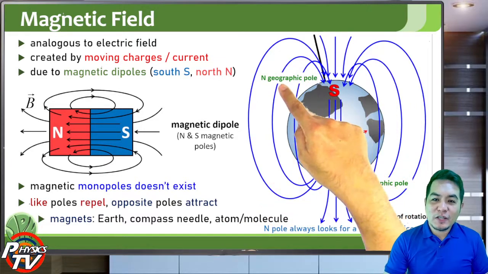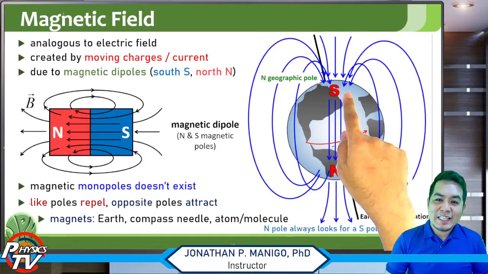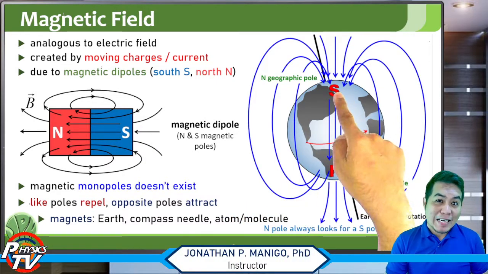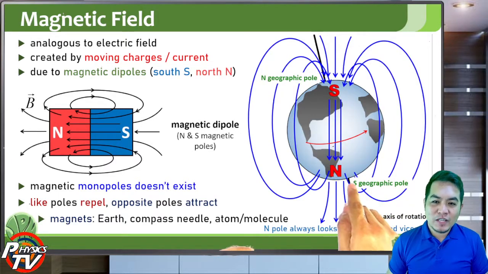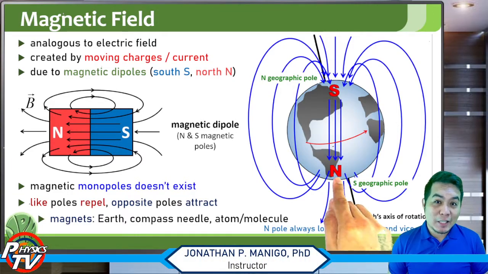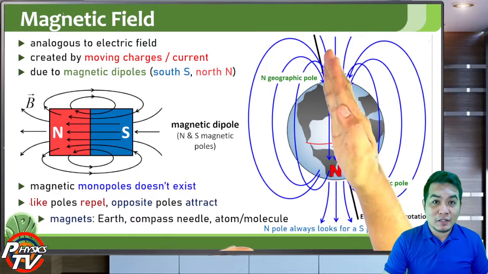The North Geographic Pole, the place where Santa Claus lives, is actually very close to a South Magnetic Pole. And the South Geographic Pole is actually very close to a North Magnetic Pole. These are not exact locations, but due to the tilt of the axis of the Earth.